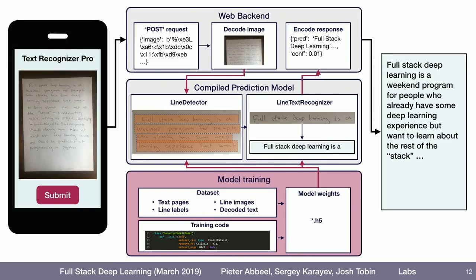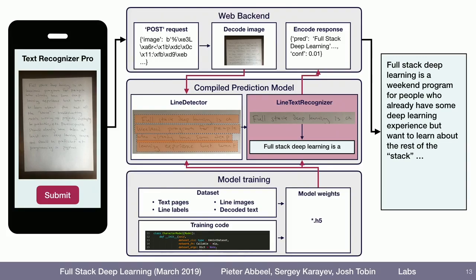Great. The first thing that we'll talk about is some of the setup for training. What does a good machine learning code base look like in terms of how it manages data, how the training code works, and how weights are stored and so on. Then we'll talk in more detail about the architecture and the training code for this line text recognizer module a bit later. And then tomorrow we'll talk about the line text detector and the web backend.